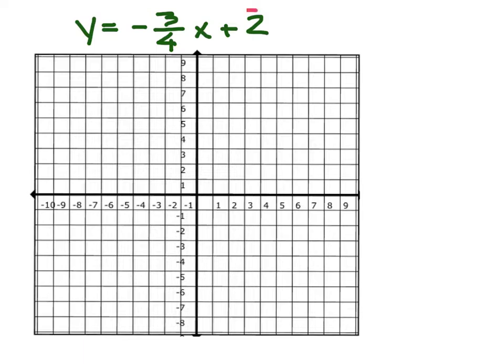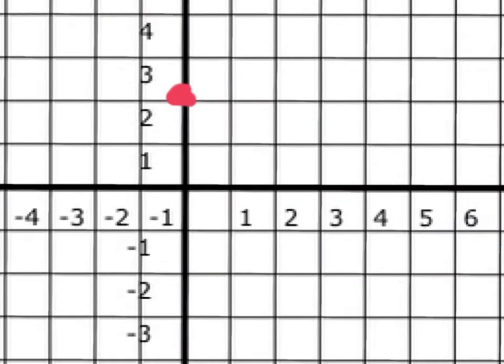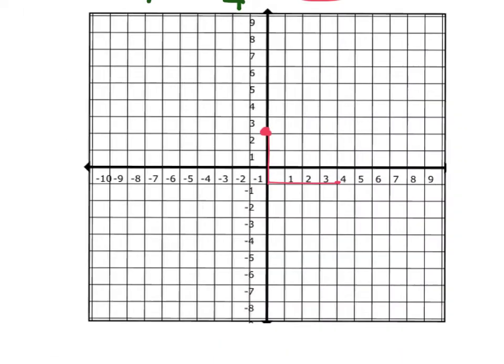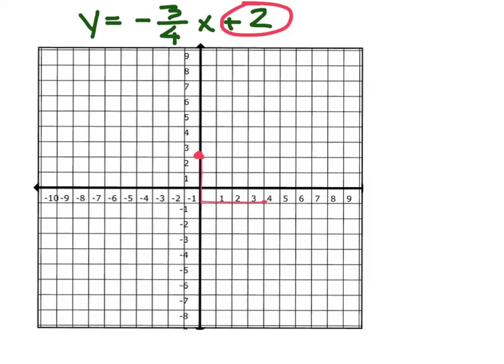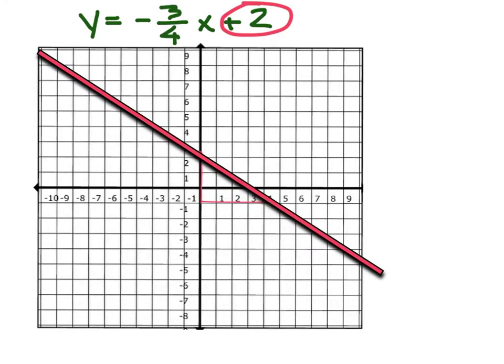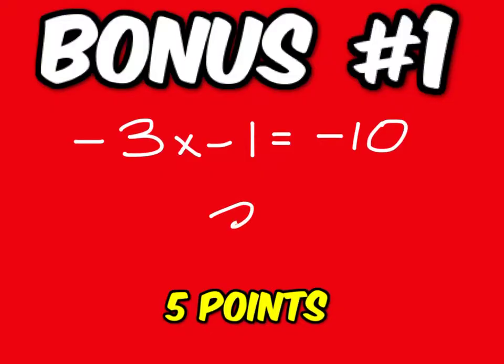For your solution here, this is the y-intercept, and you have to go to 2 on the y-axis. And now for the slope, it's -3/4. So you go down 3 and then to the right 4. Down 3 and to the right 4. Now create the line. I'm going to make this one in red. Let's see if I can get that lined up. There we go. The answer to this bonus is 3.